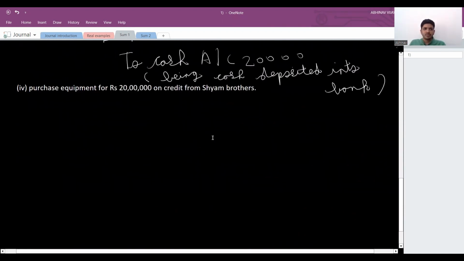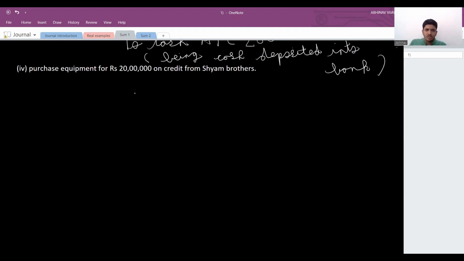Now next, purchase equipment for 20 lakh on credit from Shyam Brothers. Now on credit, what does on credit mean? This essentially means that, for example, we'll take the previous example. We are ABC Limited. We go to the vendor whose name is Shyam Brothers.